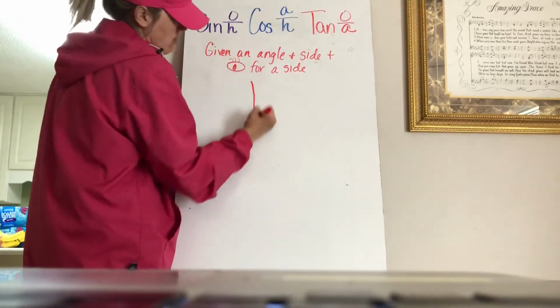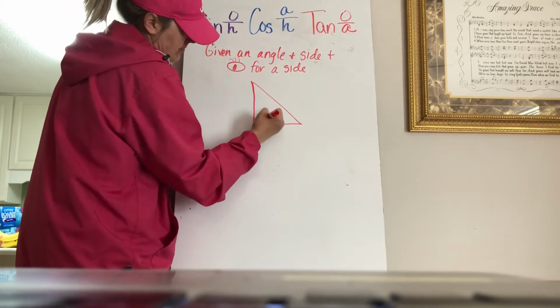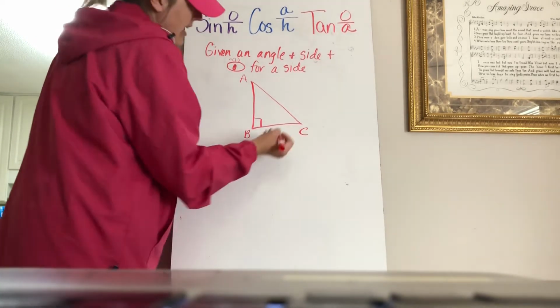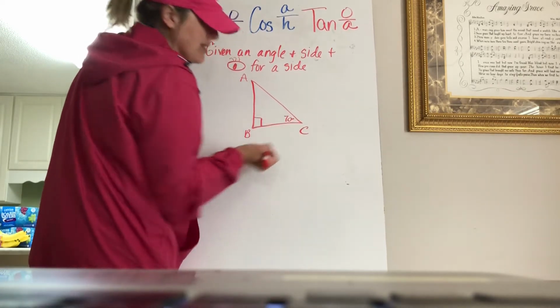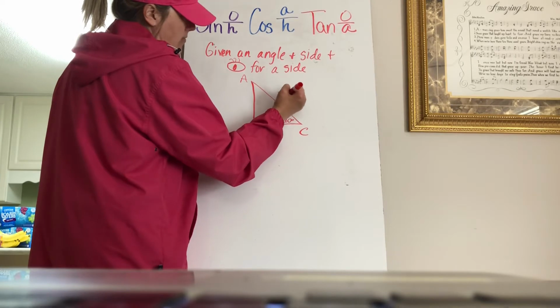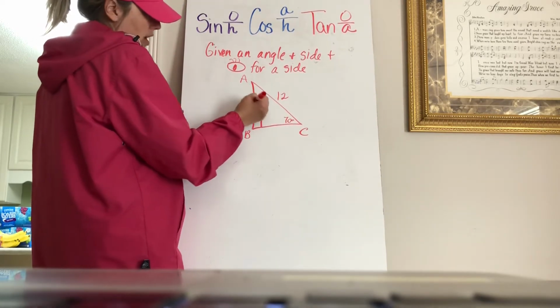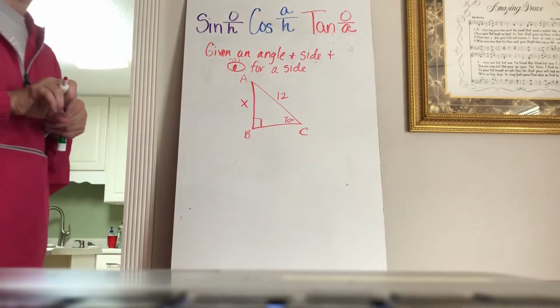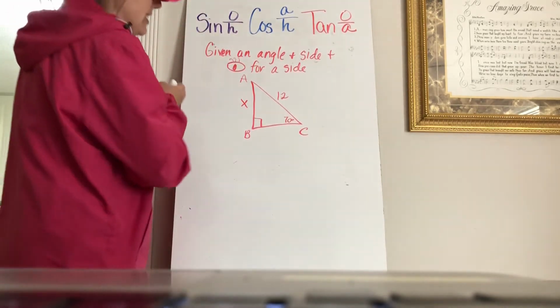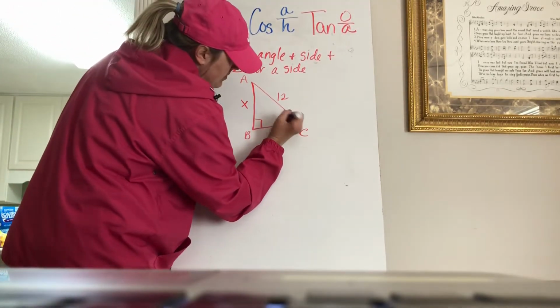So what I'm going to do is I'm going to draw this triangle again. I'm going to label A, B, and C. And I'm going to give you that this is 70 degrees, okay? And I'm going to say that this is 12. And I want to say that we're looking for AB. So I'm going to put an X there, okay? So 70 is considered my theta, okay?